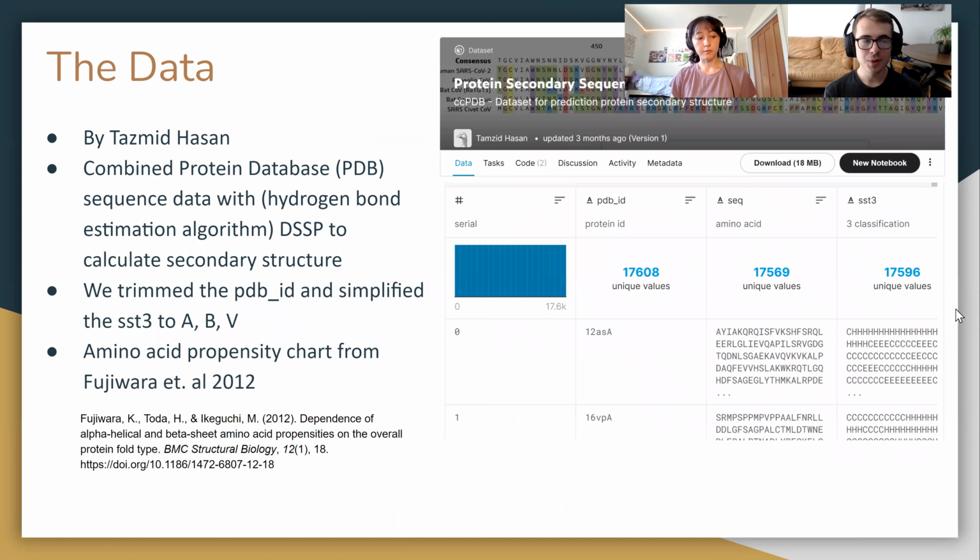So the data that we used was from Tasmid Hassan. He had PDB IDs, sequences, and then he used the DSSP algorithm, which calculates secondary structure based on hydrogen bonding to assign each amino acid a secondary structure code. From that, we trimmed the PDB ID so that it matched up with the actual protein database better. And we also simplified those secondary structure letter codes to be A, B, and V, because that's all we could get with our manual method. And we also used an amino acid propensity chart from this Fujiwara paper.